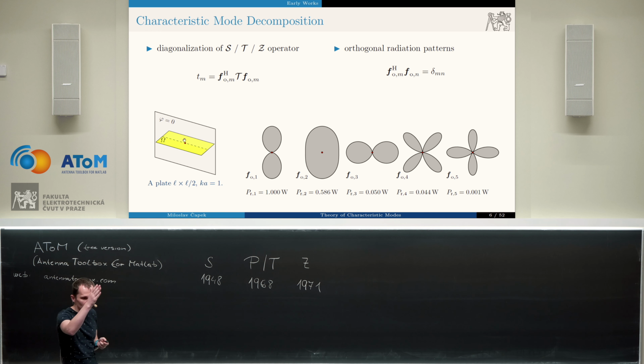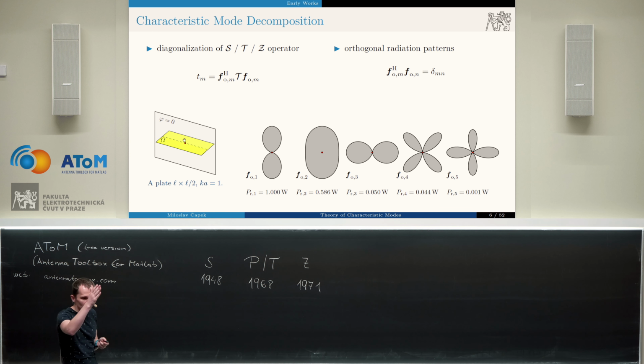Also, normally, together with this, you are normalizing your eigenvectors, your characteristic vector, so that they radiate unitary radiated power. But I have decided not to do it here, so that all the shapes of the characteristic modes have comparable size and they are clearly visible.